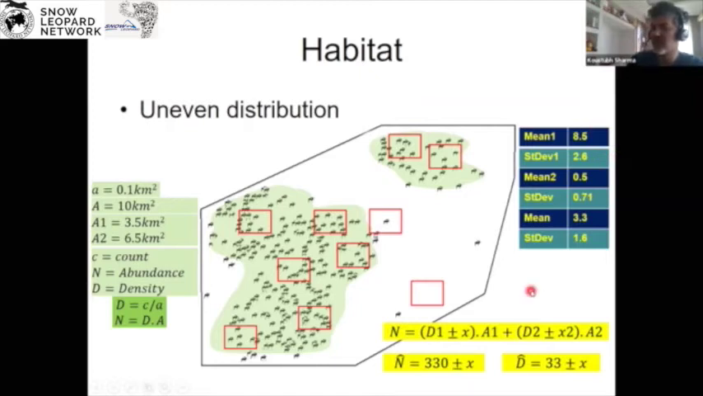Now, A1 is the area of the first strata. A2 is the area of the second strata, which is the white one. If you use this equation, you will end up with these numbers. And that's one way of estimating or sampling in a situation where your strata are uneven.